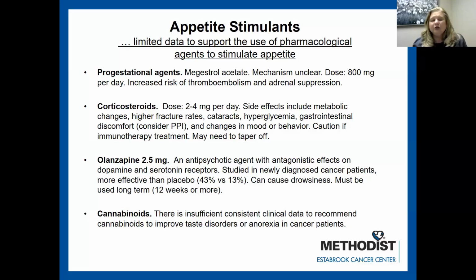Steroids, for sure, make people hungry for the most part. They often have wanted side effects that we use steroids for. So it can help with bone pain. It helps with appetite. It can help with nausea. It can help with energy.